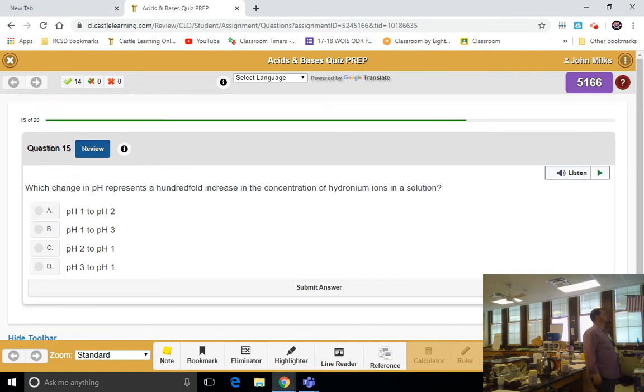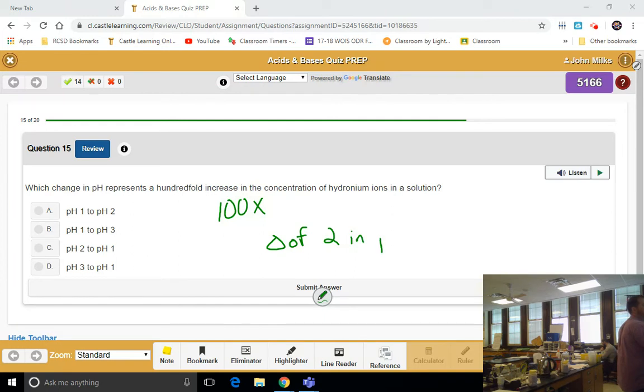Okay, which change in pH represents a 100-fold increase? 100-fold is 100x. Remember, I taught you that if a pH change is 4, it's going to be a 1 with 4 zeros. This is a 1 with 2 zeros, so it's a pH change of 2. It's going to be a change of 2 in pH because there's 2 zeros. So, which one of these has a change in pH of 2?